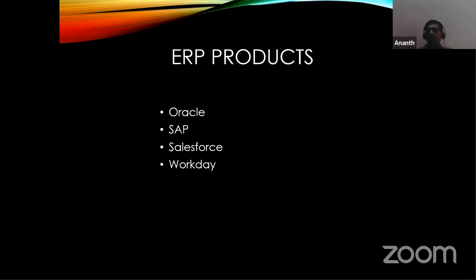They are ruling the world. With cloud, Salesforce and Workday kind of companies have come. These guys entered the market, and they are cloud market players. Salesforce is CRM and Workday is all HR. So these guys are also making it big now in these times.